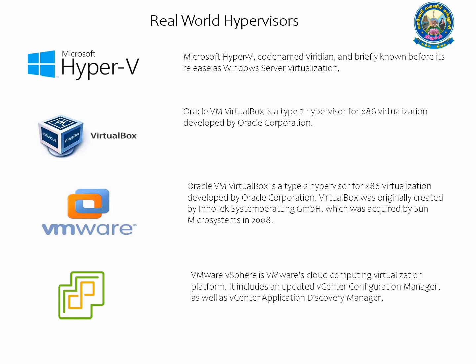And now you can see the first one is Microsoft Hyper-V, which was released on Windows Server. Next, VirtualBox: Oracle VM VirtualBox is a Type 2 hypervisor. Before was Type 1, and Oracle VM VirtualBox is a Type 2 hypervisor developed by Oracle Corporation. VirtualBox was originally created by Innotek Systemberatung GmbH, which was acquired by Sun Microsystems in 2008. And VMware vSphere is a cloud computing resource virtualization platform. It includes vCenter Configuration Manager as well as vCenter Application Discovery Manager.